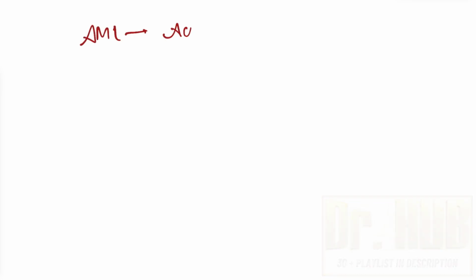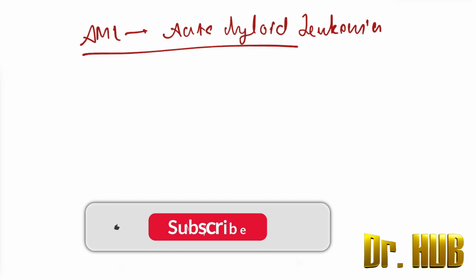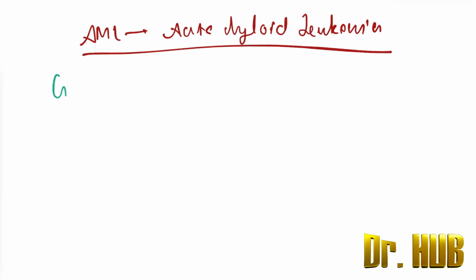Today we'll look at the AML. AML stands for the acute myeloid leukemias. Under the AML, we are going to look at the prognosis, just sticking to the prognosis. First, let's focus on the good prognosis.